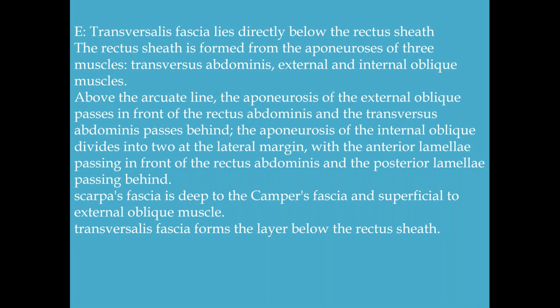The rectus sheath is formed from the aponeurosis of three muscles: transversus abdominis, external and internal oblique muscles. Above the arcuate line, the aponeurosis of the external oblique passes in front of the rectus abdominis and the transversus abdominis passes behind. The aponeurosis of the internal oblique divides into two at the lateral margin, with the anterior lamella passing in front of the rectus abdominis and the posterior lamella passing behind. Scarpa's fascia is deep to Camper's fascia and superficial to the external oblique muscle, not superficial. Therefore, the layer below the rectus sheath is the transversalis fascia.